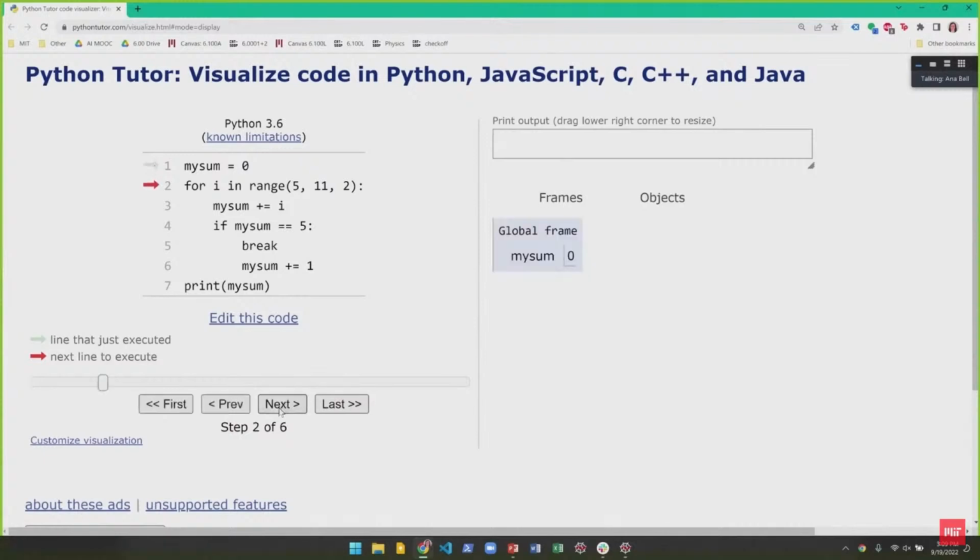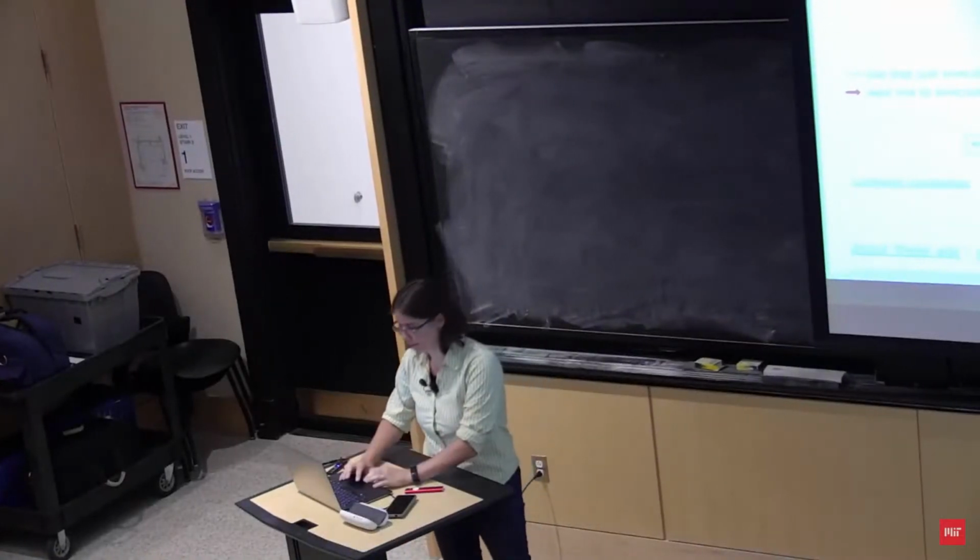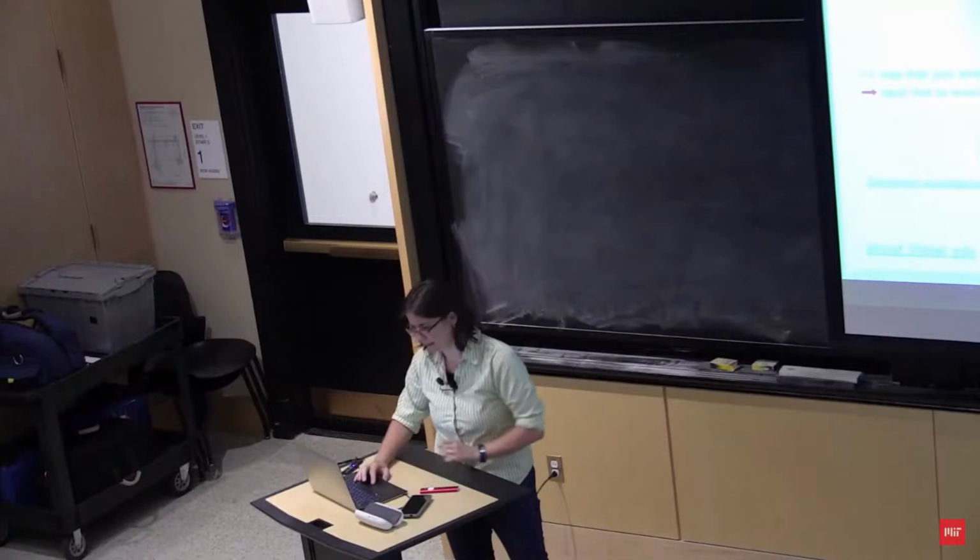So hit next, we initialize MySum to 0. In our minds, we think about the fact that we're going to loop through, and make this loop variable be 5, 7, 9. So the first time through the loop, I will be 5. We're going to add I, which is currently 5, to MySum. So 5 plus 0 makes MySum 5.